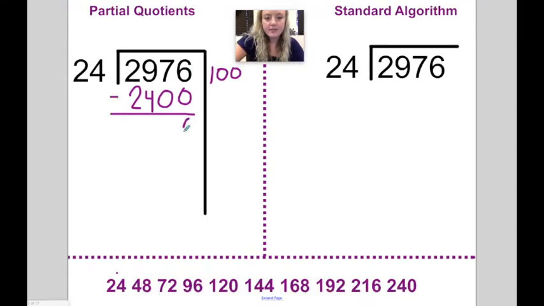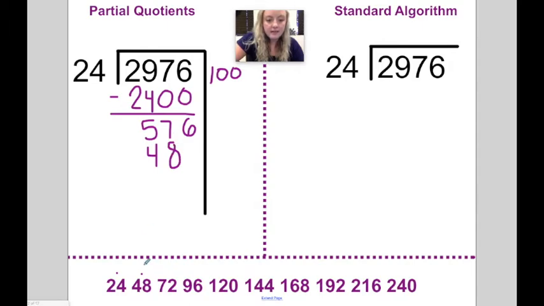Your next step is to subtract. 6 minus 0 is 6. 7 minus 0 is 7. 9, 8, 7, 6, 5. And then 2 minus 2 is 0, but I'm just going to leave that blank. Now I'm going to look at 24 into 5. Since 5 is smaller than 24, let's just go ahead and look at these first two digits. I have 57. So I'm going to see what's closest to 57 without being bigger than 57, and that is 48.